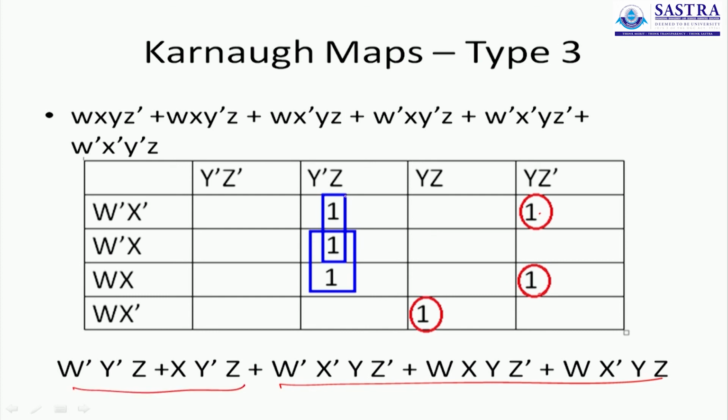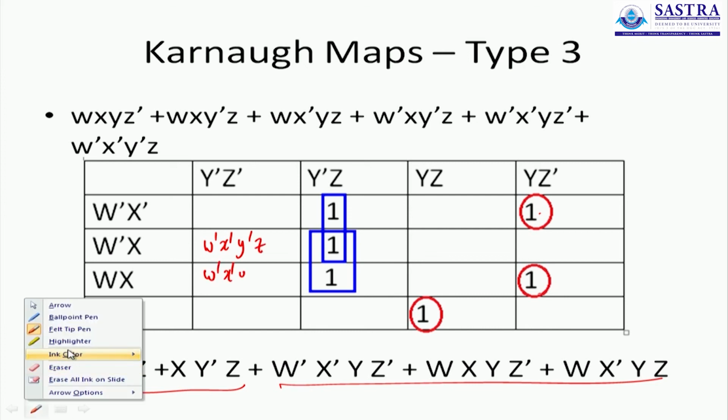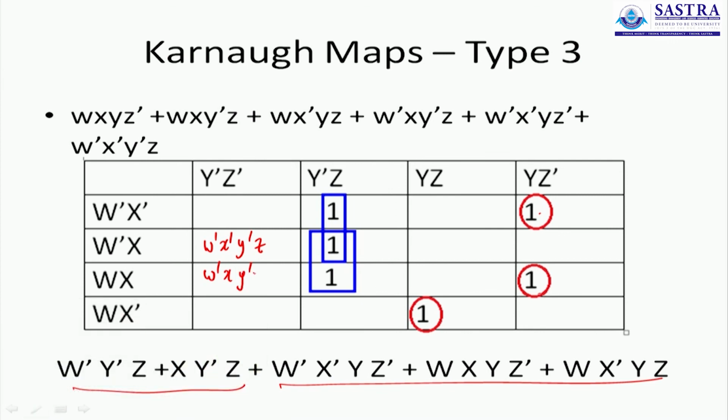I can group these 2, w bar x bar y bar z with w bar x y bar z. So x is not common, you can drop it. That's what you have here, w bar y bar z, and this is what is left out, x y bar z. So only 2 reduced terms, 3 terms are isolated. That's what we have here.